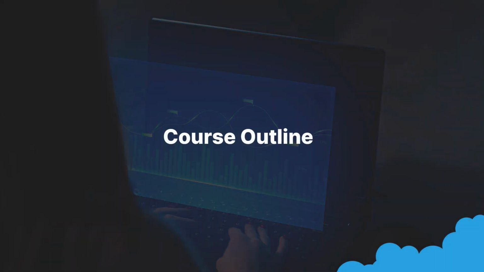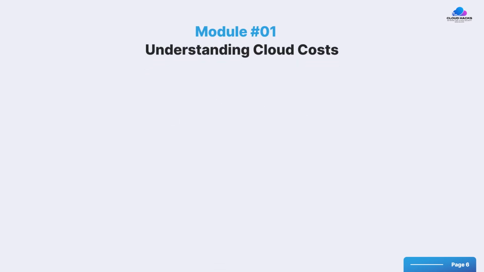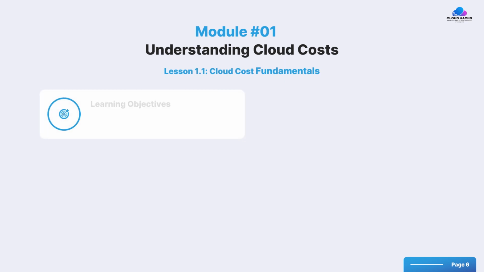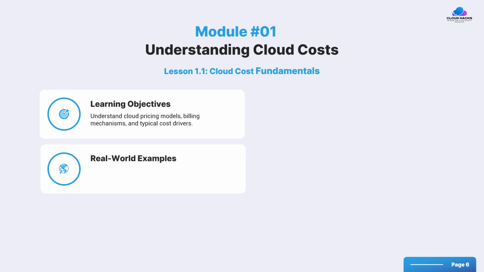Course outline. Module 1. Understanding cloud costs. Lesson 1.1, Cloud Cost Fundamentals. Learning objectives. Understand cloud pricing models, billing mechanisms, and typical cost drivers. Real-world examples. Analysis of AWS, Azure, and GCP pricing models.